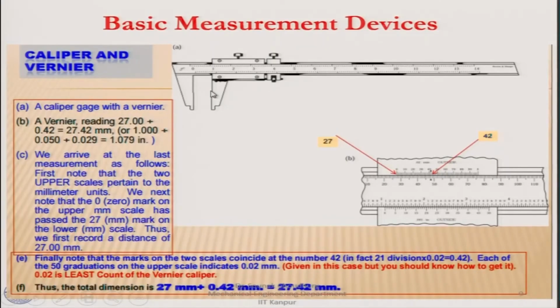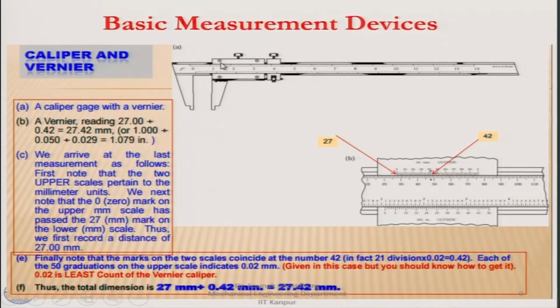Here there is a normal vernier caliper that is shown. In this, you can see that there is a main scale and there is a vernier scale. This can move along the length of the main scale, and this is the jaw. Between these two jaws, the external diameter of a cylindrical object can be placed, and the external diameter can be measured, all right.